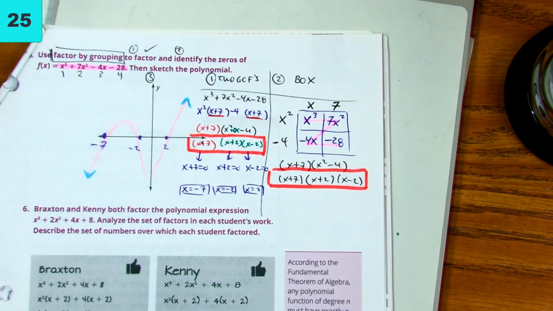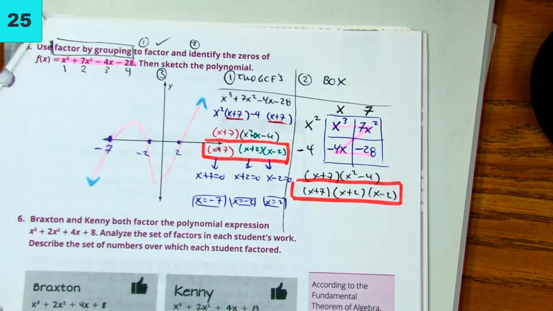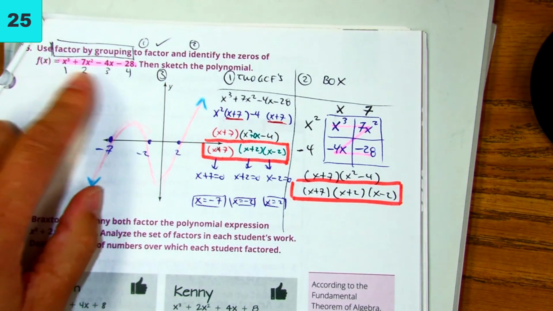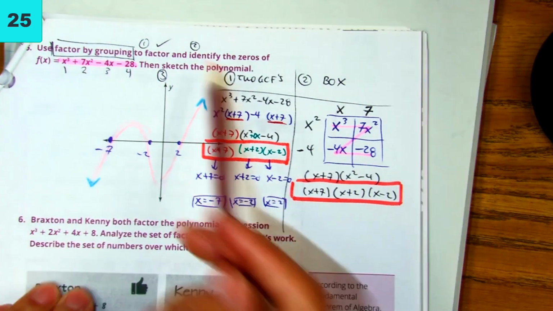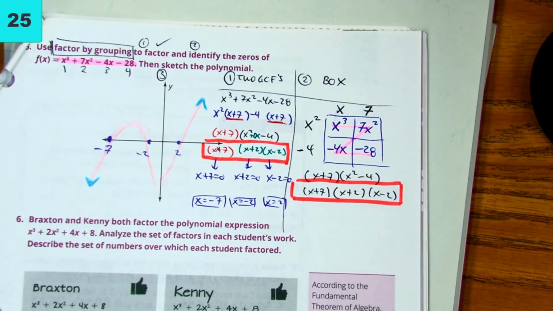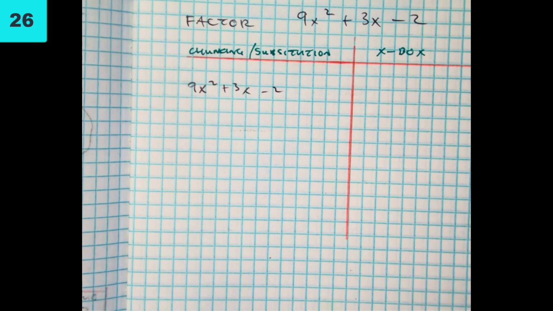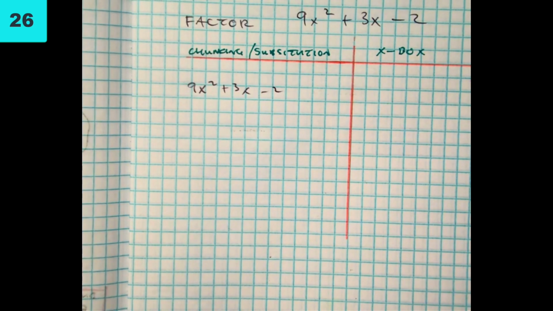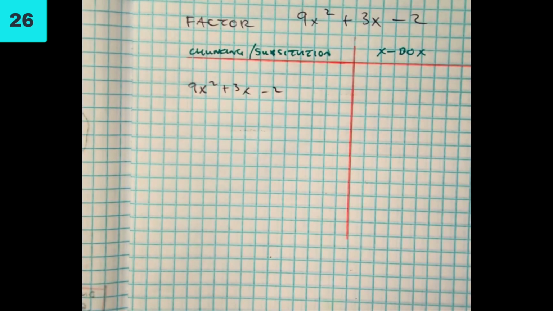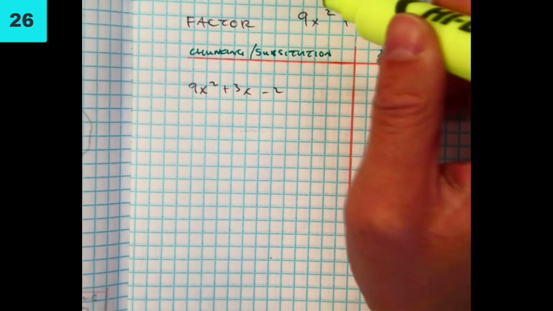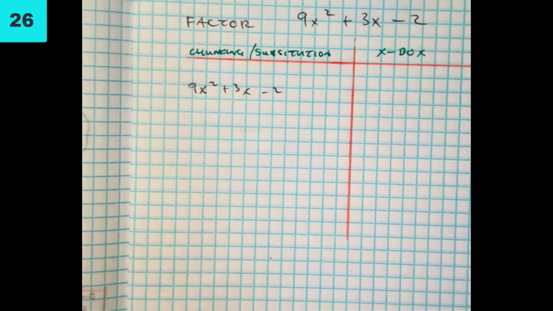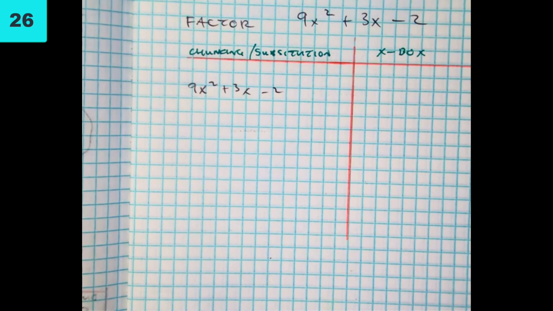In this problem, we are learning about a new method called factoring by grouping. It works with 4 terms. You can either use 2 GCFs or the box, and then we identify the zeros and then sketch the polynomial. Alright, in this problem, you're asked to factor. Now, I don't necessarily like this method, but it only works in a very particular case.